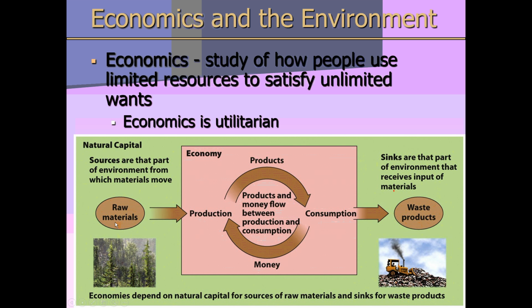That raw material is going to go into the economy. It's going to be produced or made into products, and then there's going to be some money exchange for that product. And so we're going to have this economy. Products and money flow between production and consumption. After that product is consumed, it's going to go to its sink. So that waste product is going to go to its final resting place, and sinks are part of the environment that receives input of materials.